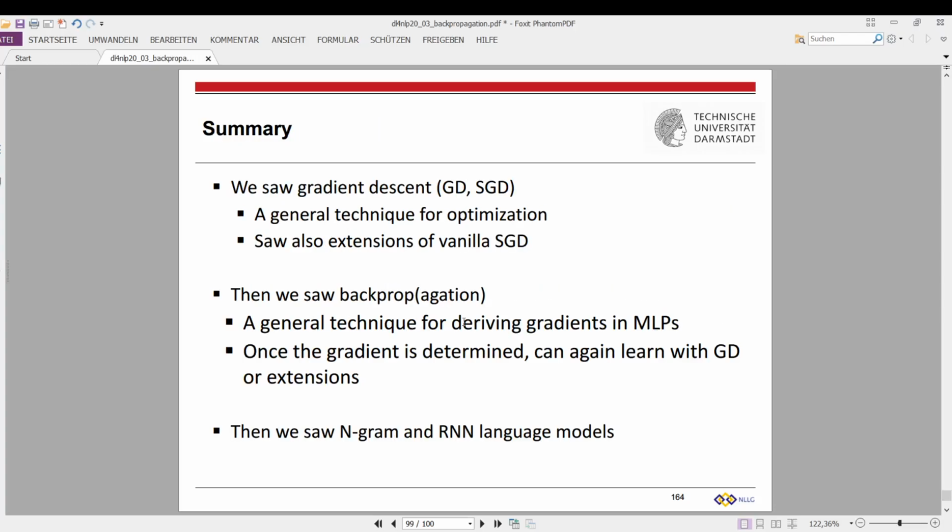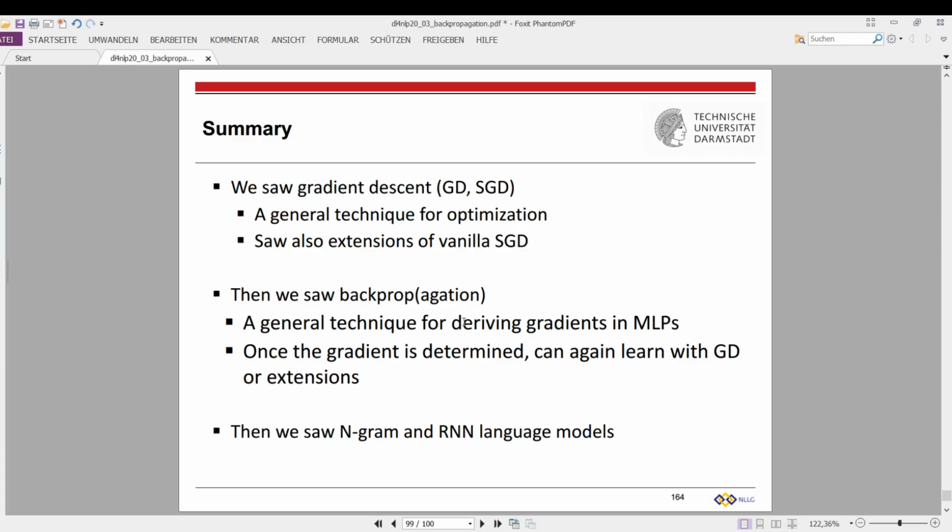Okay, so we conclude this lecture. Lecture number 3, we saw gradient descent, which is a general technique for optimization. And we saw some extensions of vanilla gradient descent. We saw stochastic gradient descent, which is also called online learning, mini-batch learning. And we glimpsed into possible other extensions like the Adam optimizer or second-order methods.